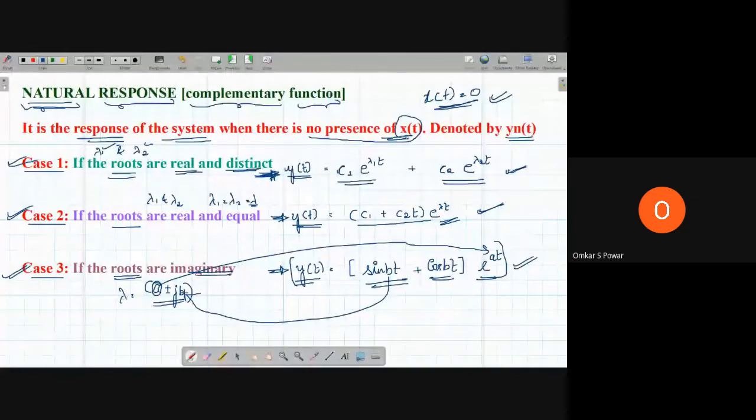So remember, this is only for continuous. For discrete, it will not be the same. This e term will not come, but it is almost the same. Okay, we will solve some problems and get to know about that. Now we have seen the natural response.